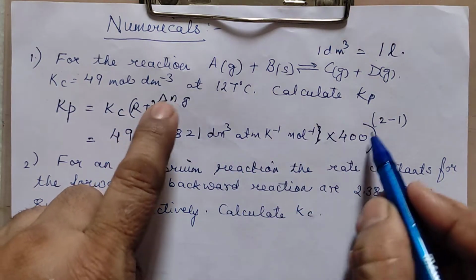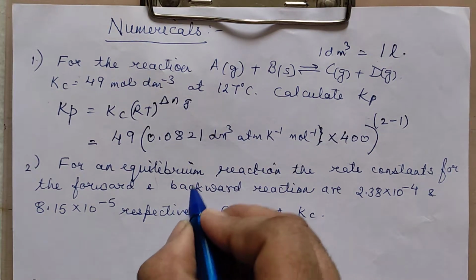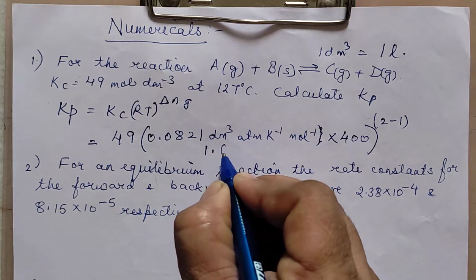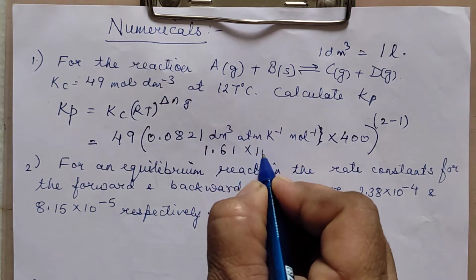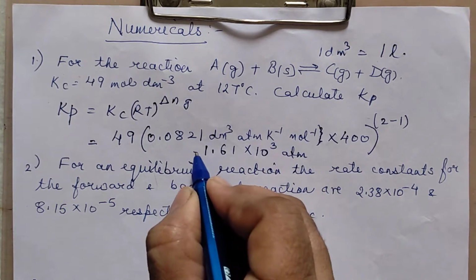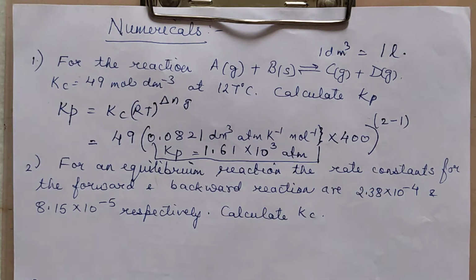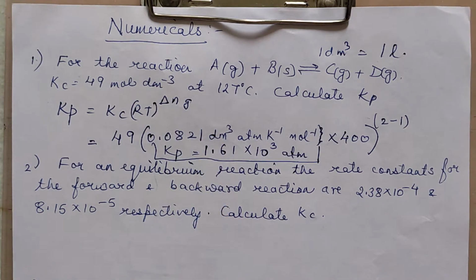Mind it, this RT whole is to the power delta N. So if you solve, it comes out to be 1.61 into 10 to the power 3 atmosphere. This will be your answer. Kp. This is your answer. Fine. Right? This I hope you have followed. So just read the question, what they are giving and what they have asked. On that basis, we'll be using the relation.